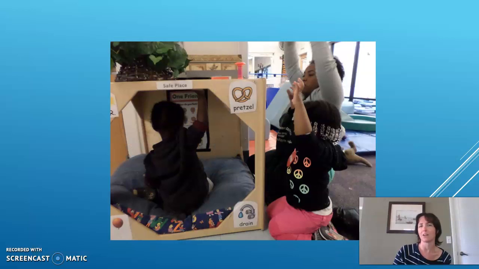Inside our safe place, we have breathing strategies for the children to relax. Amongst them, we have the star. You can barely see it there. We have the pretzel. We have the drain and the balloon. So the star is you reach up for this. You take a deep breath, stop, and then relax. And you would repeat this breathing strategy about 3 or 4 times.